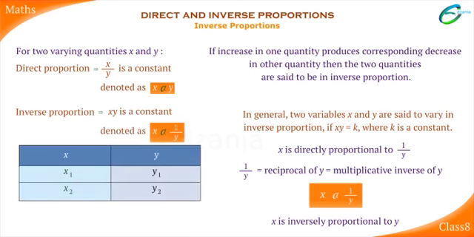In case of inverse proportion, we can generalize in the following way. If y1 and y2 are the values of y corresponding to x1 and x2 of x respectively, then x1 y1 is equal to x2 y2 is equal to k.